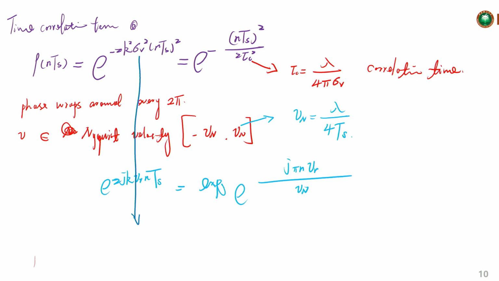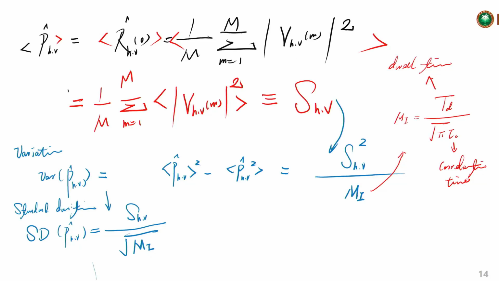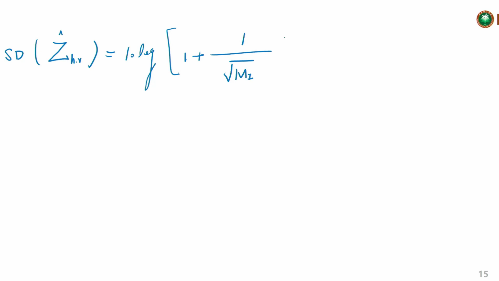Now we need to come back to our analysis, right? Because what we want to analyze is the reflectivity instead of the power. We use capital zeta to represent the reflectivity. So for the estimated H, we have the standard deviation of H, which can be expressed as 10 times log of 1 plus 1 over the square root of Mi. So this is the reflectivity.